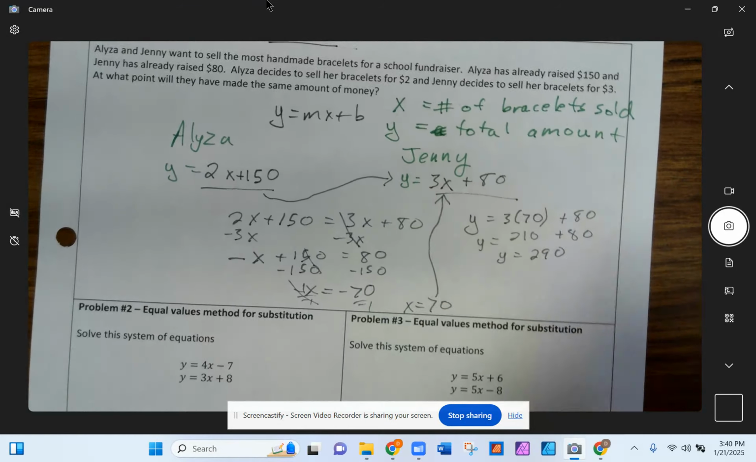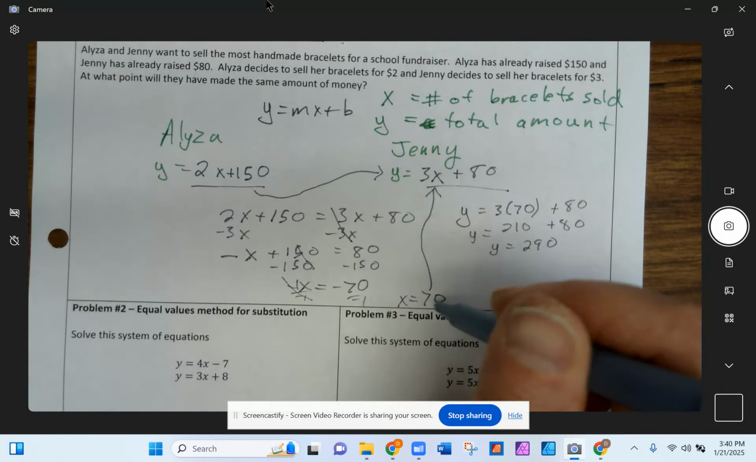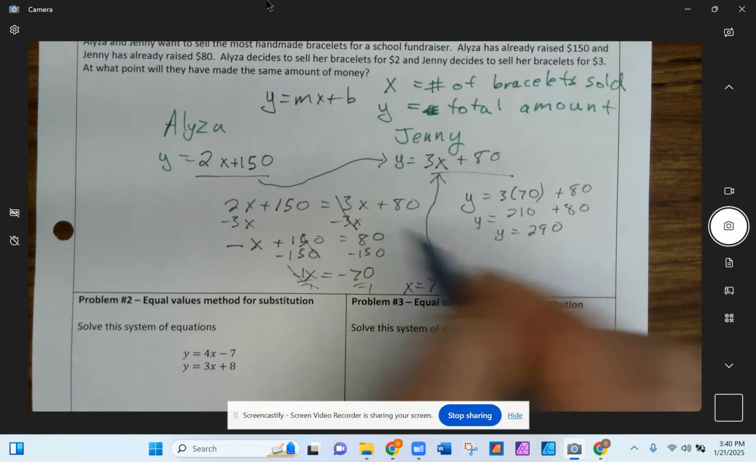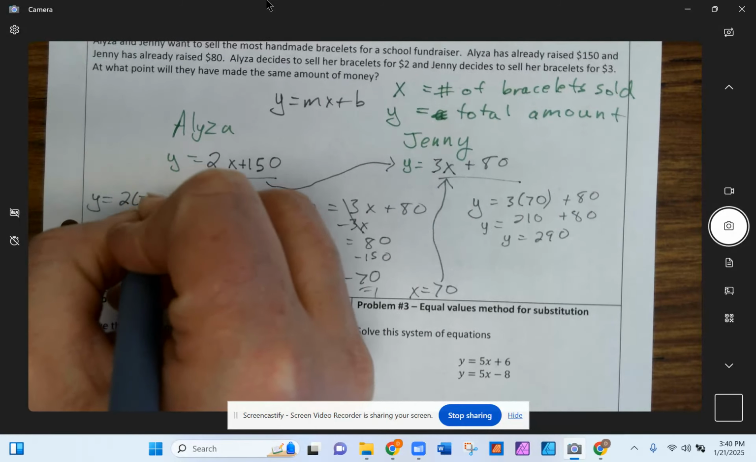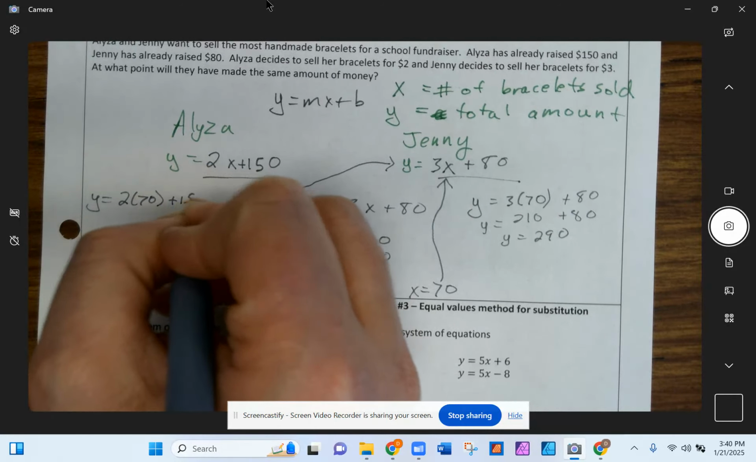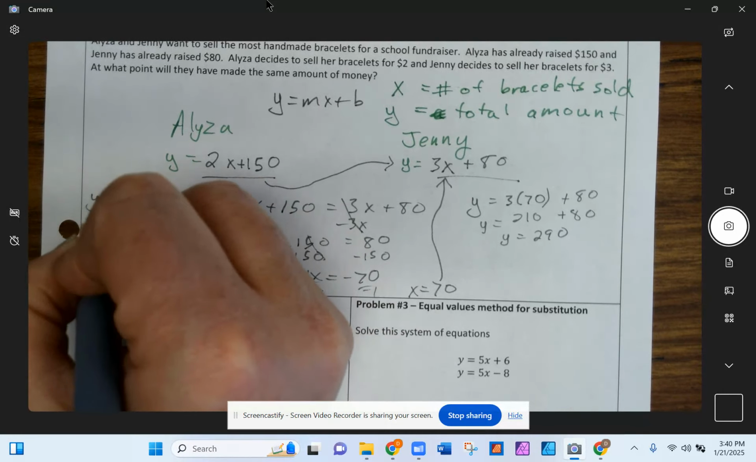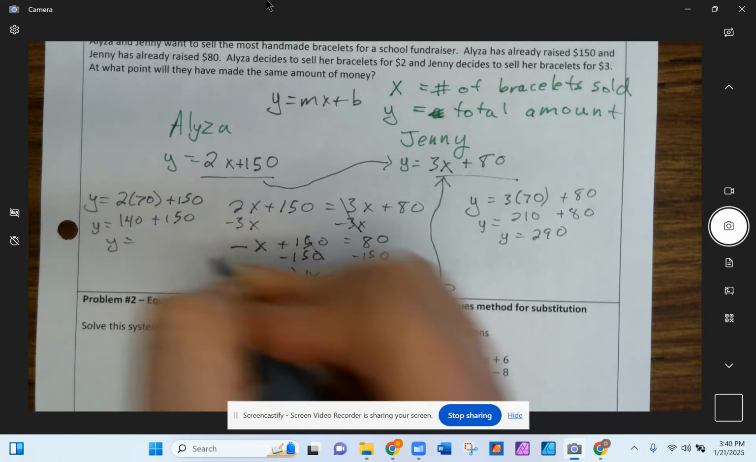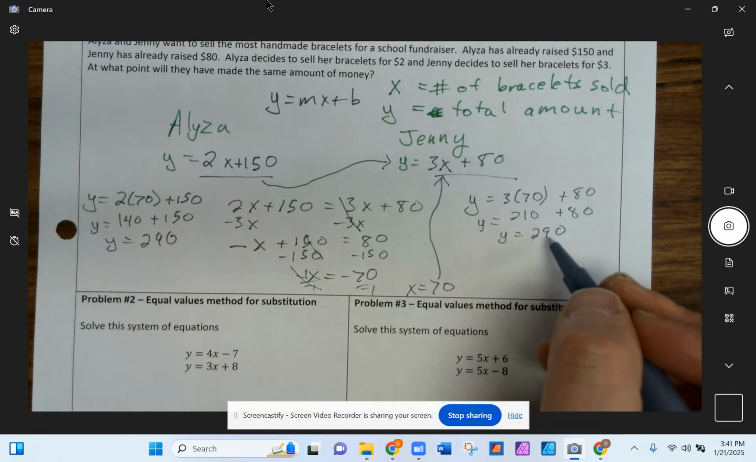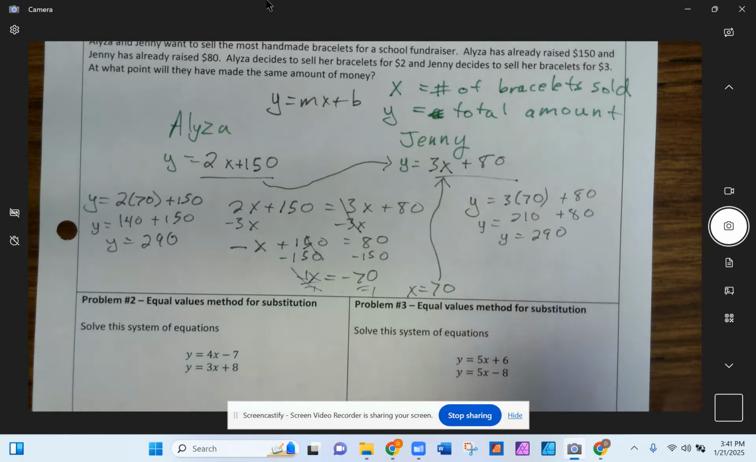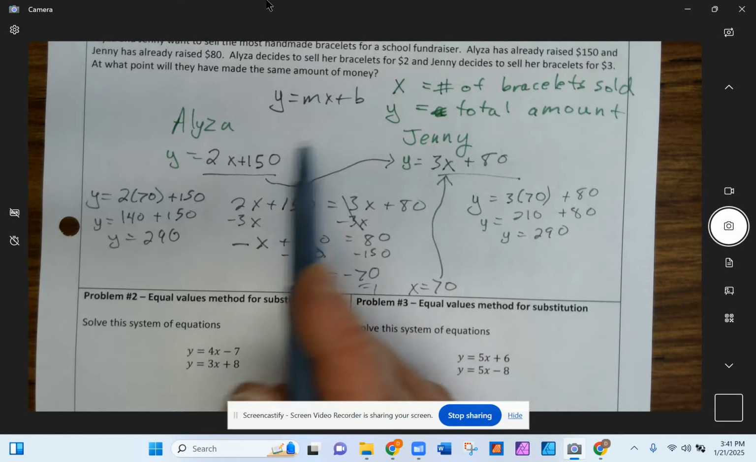Now you might be like, oh, why did you choose Jenny's equation to plug it into, Mr. Wishart? Okay, let's try Eliza's then. So I take the 70, I do the same thing, right? I take y equals 2 times 70 plus 150. That gives us 140 plus 150. And I add those together, and I end up actually with 290. Oh, look at that, same thing. So the moral of the story here is that it does not matter which equation you choose to substitute.